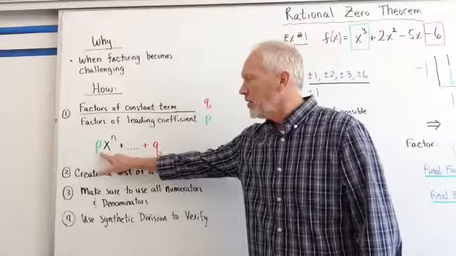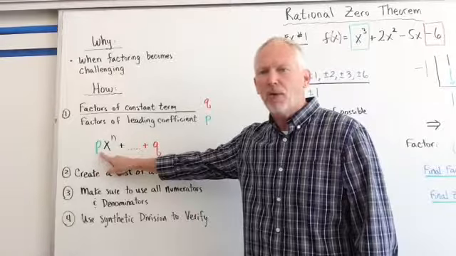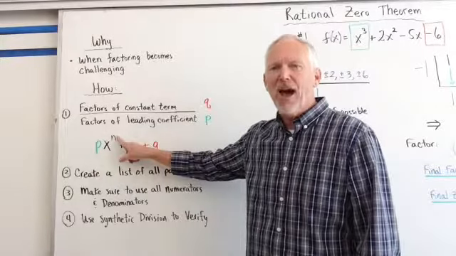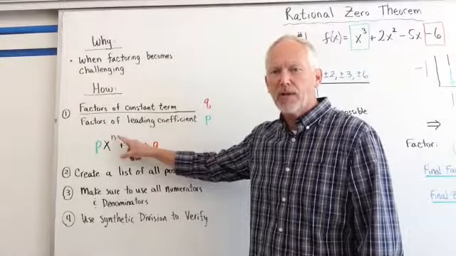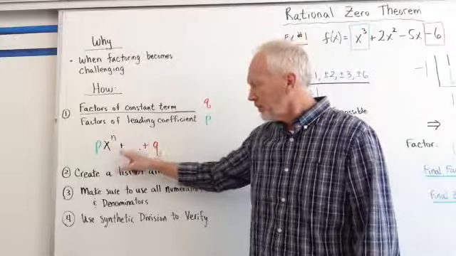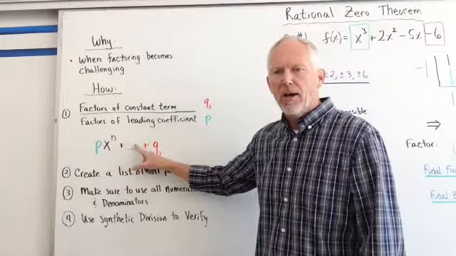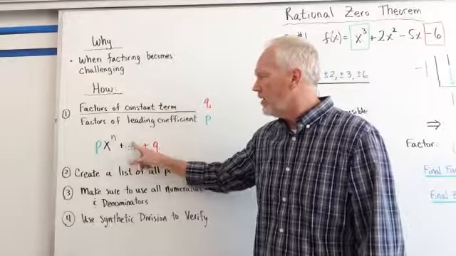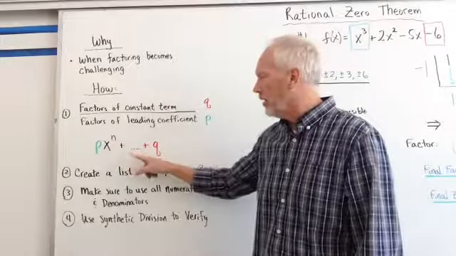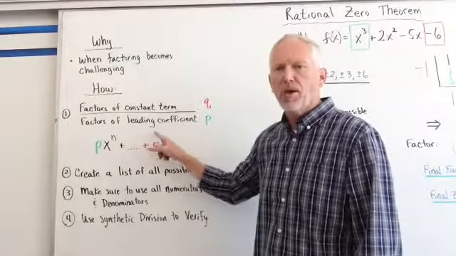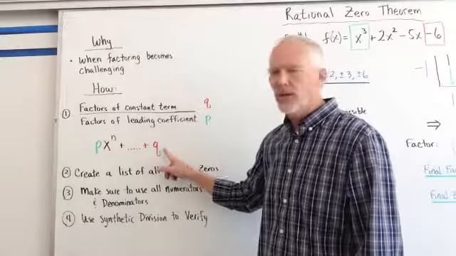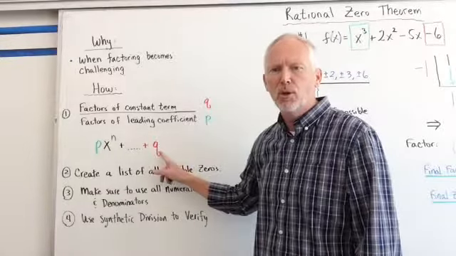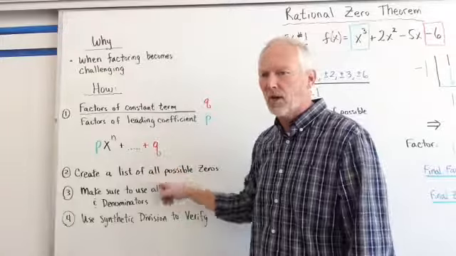Anyway, P is the value of the leading coefficient, where n is the highest exponent in the polynomial, plus some other terms with exponents that are all lower than this nth value. We go n minus 1, n minus 2, etc., until we finally get to that constant term, just q. There is no x associated with that.